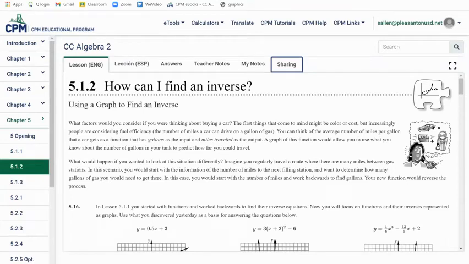Okay, so we are going to be looking at section 5.1.2, which is using a graph to find an inverse. So what we'll do is we'll do half of the section today, and then we'll do the other half in our next class, both of which will be asynchronous. So we're going to start with question 16.